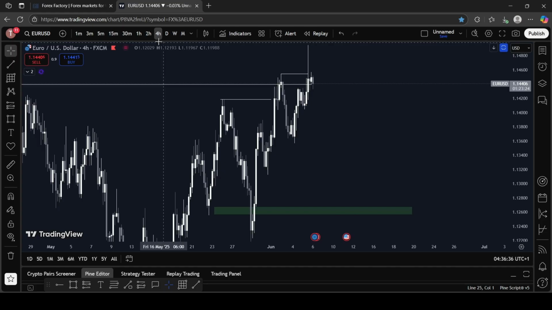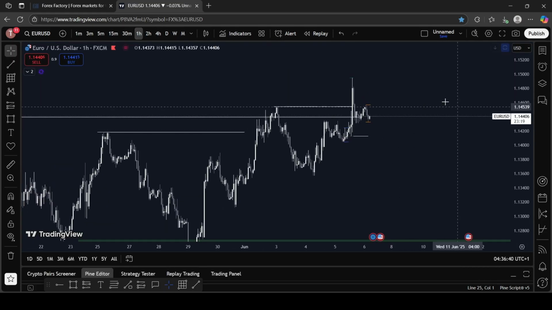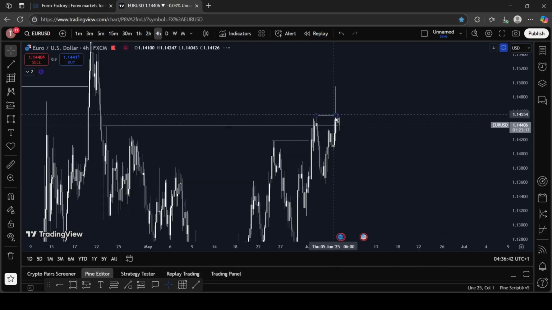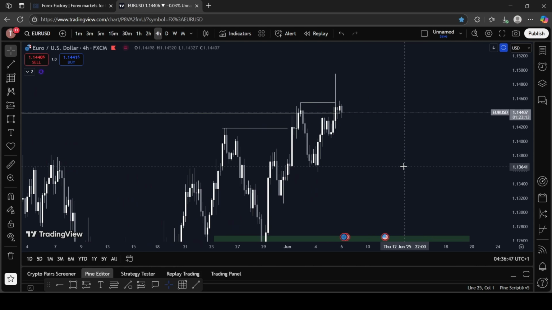Else, if we get a close above, let's say in the Asia session or something, as long as the price remains in this 4-hour candle, the market will be really indecisive. So I will prefer not to trade in today's market.